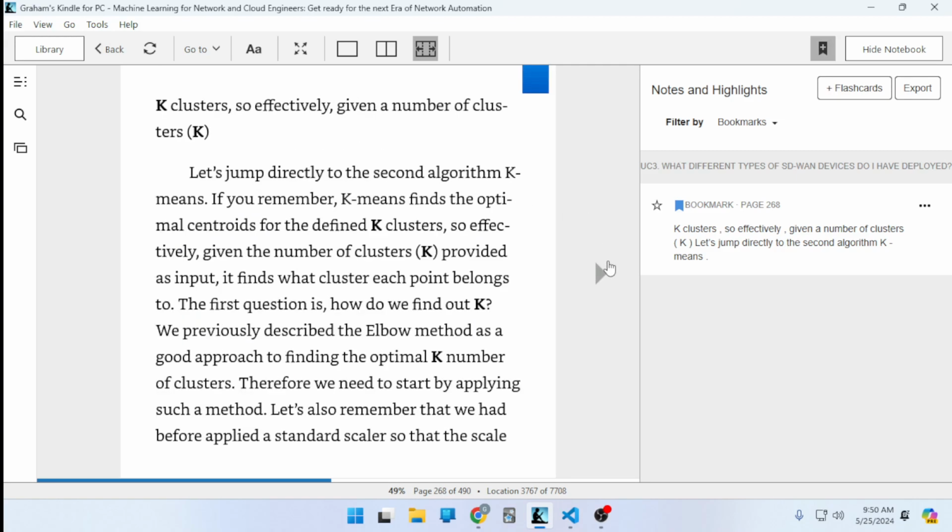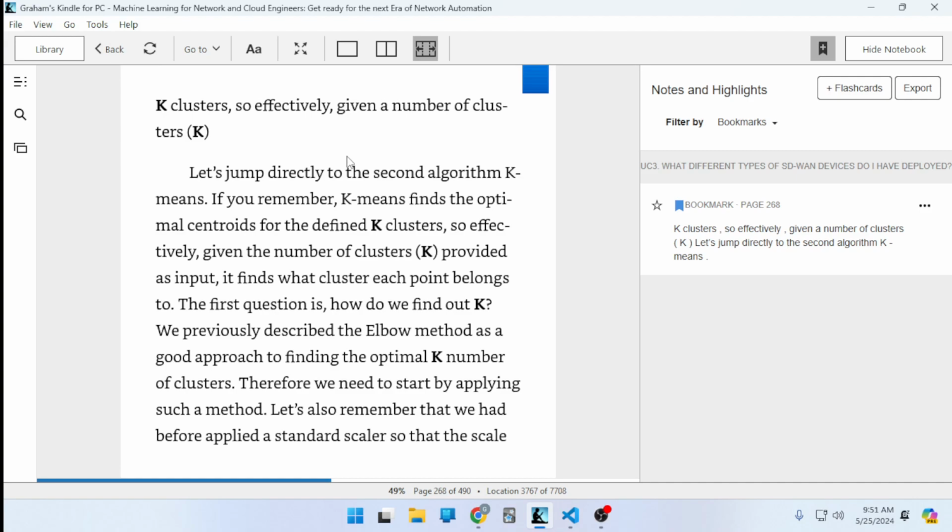So I think, here's the bookmark. Let's jump directly to the second algorithm, k-means. If you remember, k-means finds the optimal centroids for the defined k clusters. So effectively, given the number of clusters k provided as input, it finds what cluster each point belongs to.